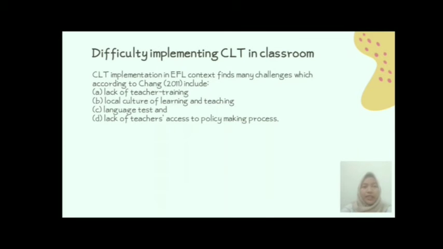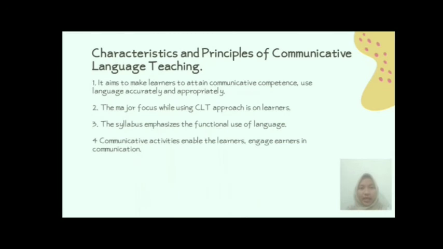Difficulty implementing CLT in the classroom. CLT implementation in the EFL context faces many challenges which, according to Cheng 2011, include: A. Lack of teacher training. B. The local culture of learning and teaching. C. Language tests. And the last is lack of teachers' access to the policy making process.